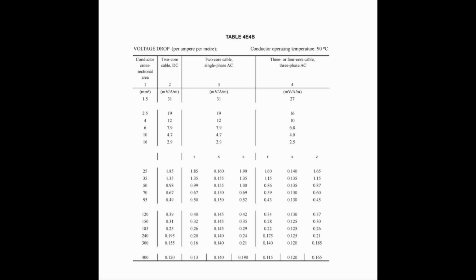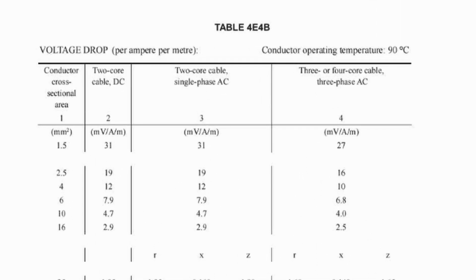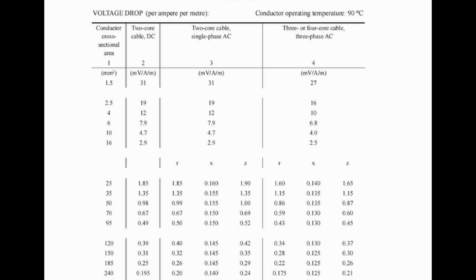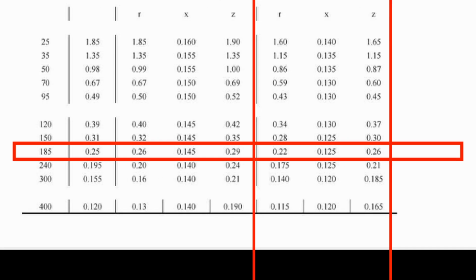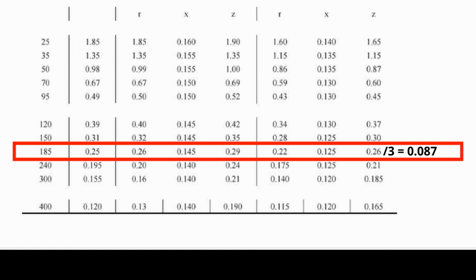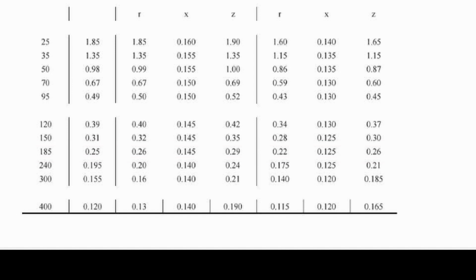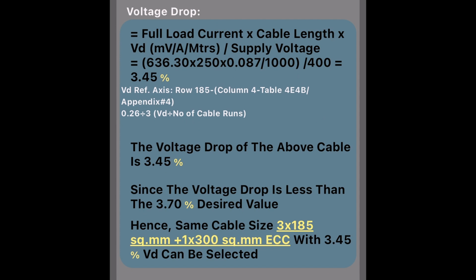In this example, the VD value can be obtained from Table 4E4B in Appendix 4, referring to column 4 for three-phase load and the row corresponding to a 185 square millimeters cable size. Since the current is distributed equally among 3 cable runs, divide the table value by 3. This gives approximately 0.087 millivolts/A/m. Substitute this value into the formula. The calculated voltage drop in this case is approximately 3.45%. Since the resulting value is less than the desired value of 3.7%, the selected cable size based on the current capacity is acceptable.